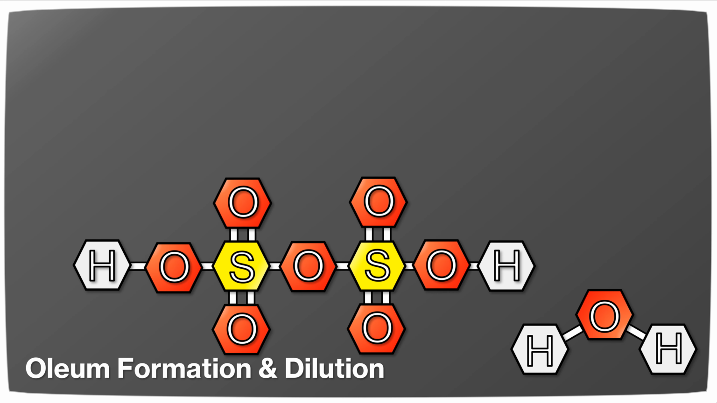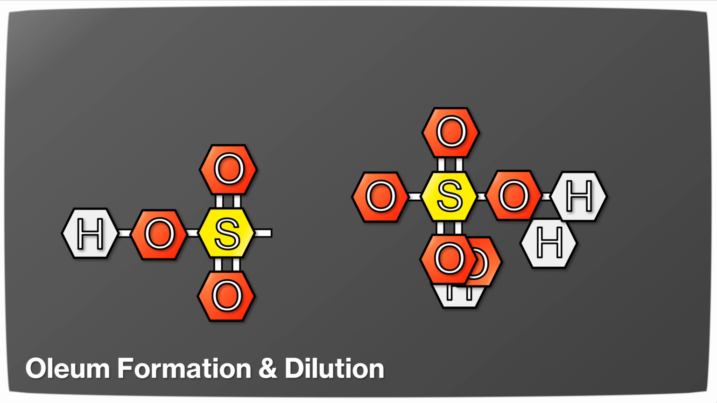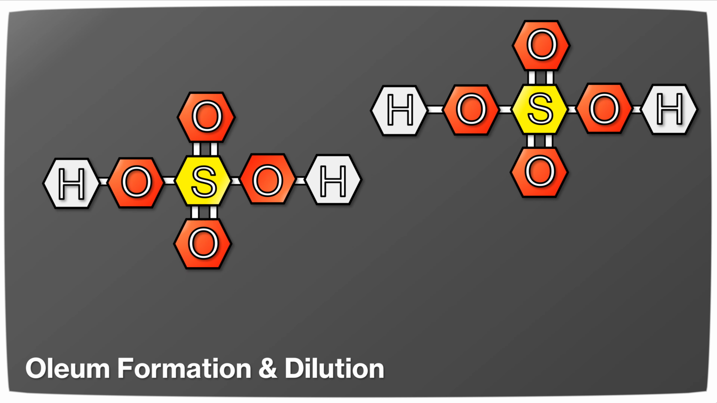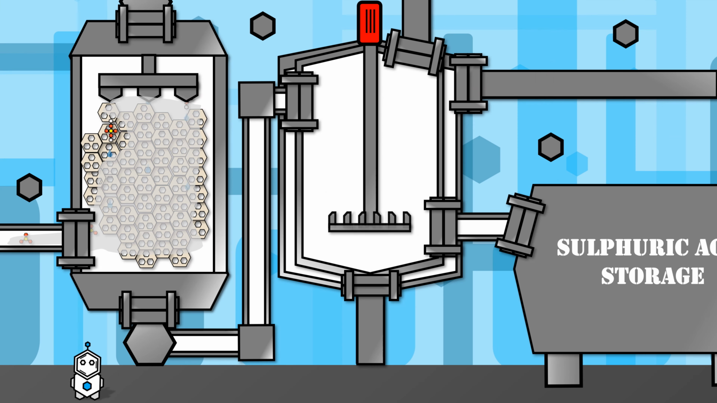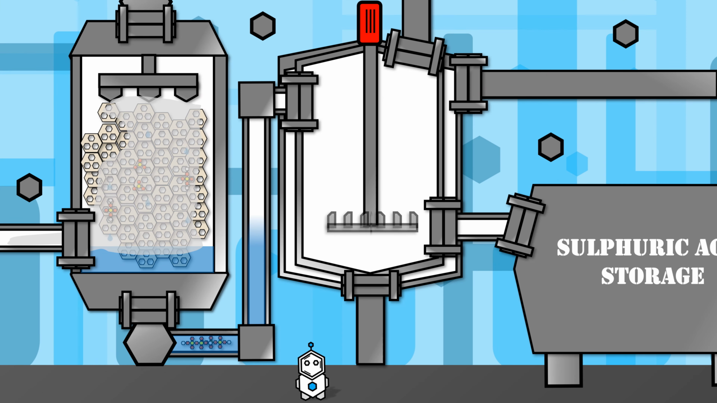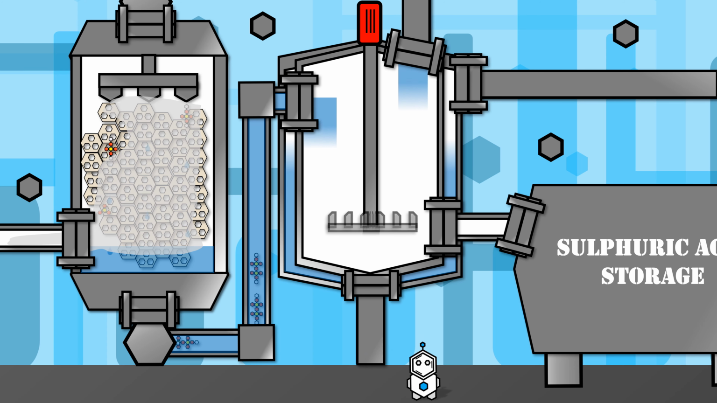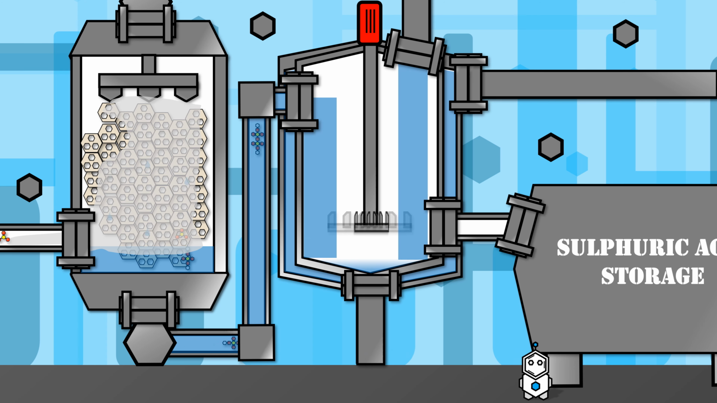If you were to react the sulphur trioxide directly with water to form sulphuric acid, the heat produced would make the reaction too difficult to control. Once the oleum is produced, it can then be diluted with water to form concentrated sulphuric acid. The gaseous stream of sulphur trioxide enters a packed column. Here it reacts with a stream of concentrated sulphuric acid to make oleum, a dense, clear and oily liquid.